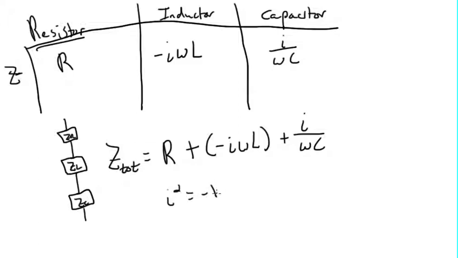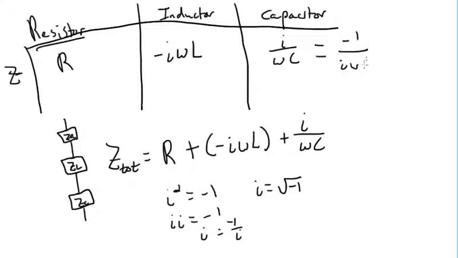The only other thing that I would be remiss not to say is that i squared is equal to -1. So in this case, i is equal to the square root of -1. If you rewrite this as i times i equals -1, then i equals -1 over i. So if you wanted to rewrite the capacitor, you could also write it as -1 over i omega C. But I was just trying to be consistent in having an i times some reactance and an i times some reactance. All right, thank you very much.